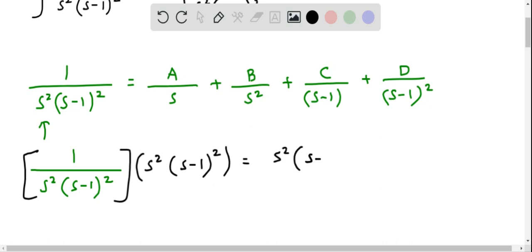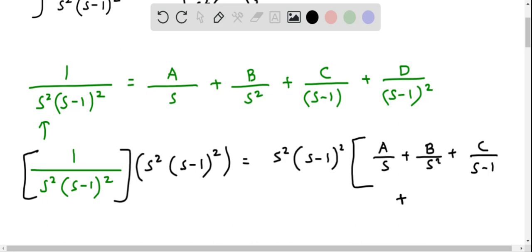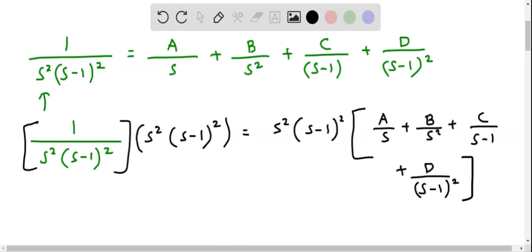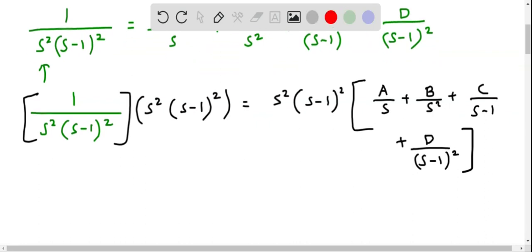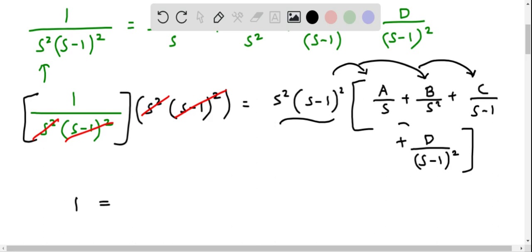So this will be s squared times (s minus 1) quantity squared, multiplied with the terms we have on the right side, that is a over s plus b over s squared plus c over s minus 1, plus the last term d over (s minus 1) quantity squared. So let's simplify this. We observe that on the left side we have the same exact terms in both the numerator and denominator, so we can cancel s squared and (s minus 1) quantity squared, and we'll be left with only 1 on the left side. And when we multiply the least common denominator with the terms on the right side, we have to distribute it with all the terms inside the brackets.